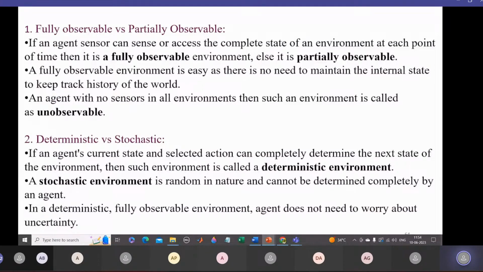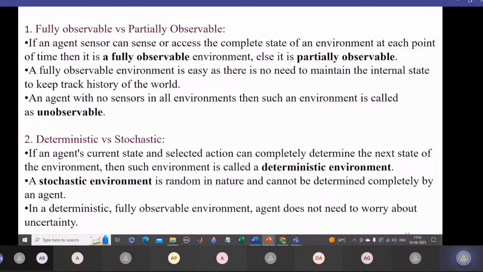Okay. So when it is fully observable, it is easy. You need not maintain any internal state, or you need not keep track of the history. And when the agent doesn't have sensors in all environments, then it is called unobservable. So fully means completely, at any time, at each point. Partially, they're not able to complete it. They have some internal state, and when they don't have sensors to sense information, then it is unobservable.